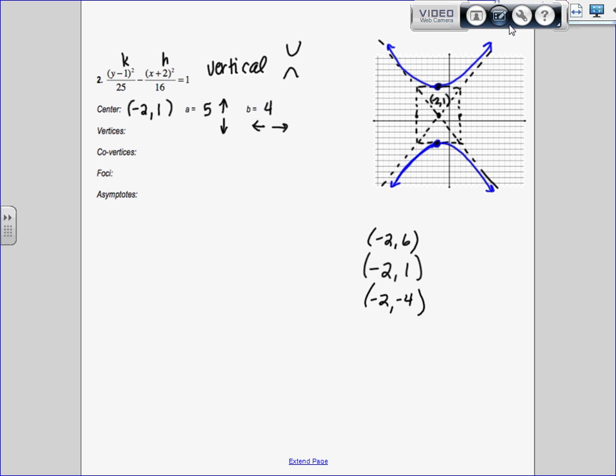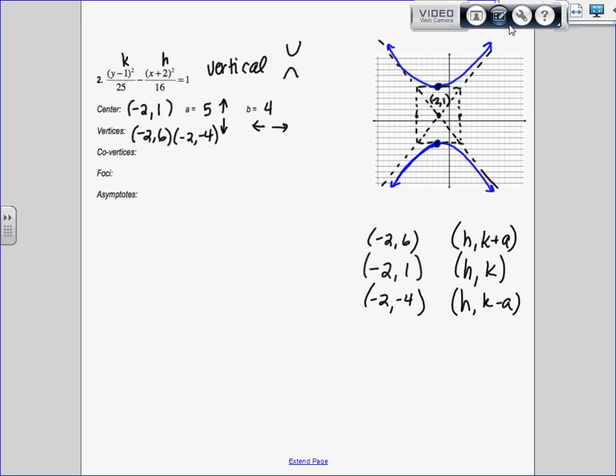Do you guys see it? That's where those equations came from. It was like h, k was your center. So you would have h, k plus a and then h, k minus a. That's why I said don't memorize the formulas, just know what's happening, right? So you're adding the a value to the top and the bottom. So we have -2, 6 and we have -2, -4.